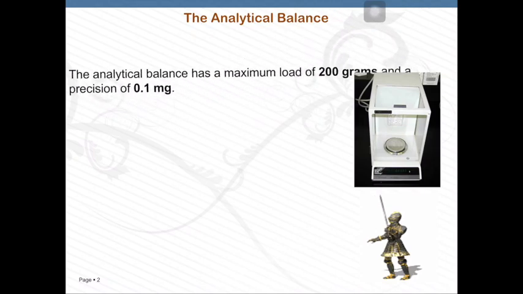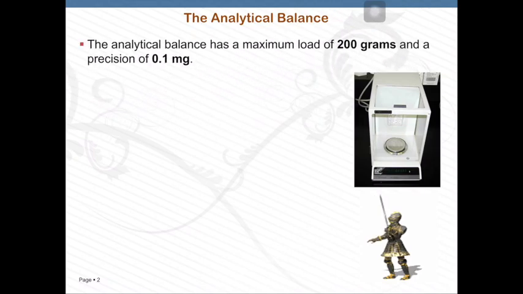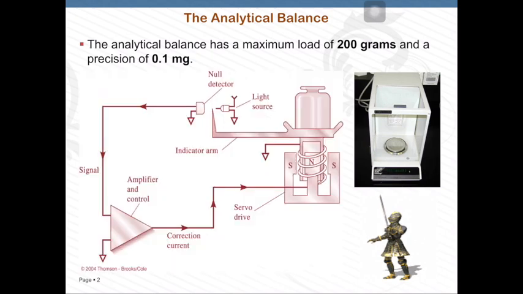Since we are dealing with gravimetric analysis, the most important equipment that we are going to use is the analytical balance. The analytical balance is one of the most sensitive weighing devices in the chemistry laboratory. It has a maximum load of 200 grams and a precision of plus minus 0.1 milligrams. The following is the schematic diagram of the analytical balance.